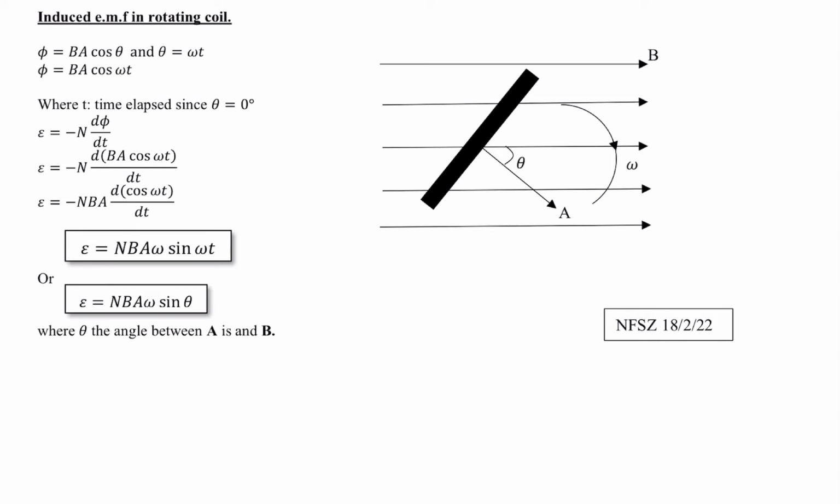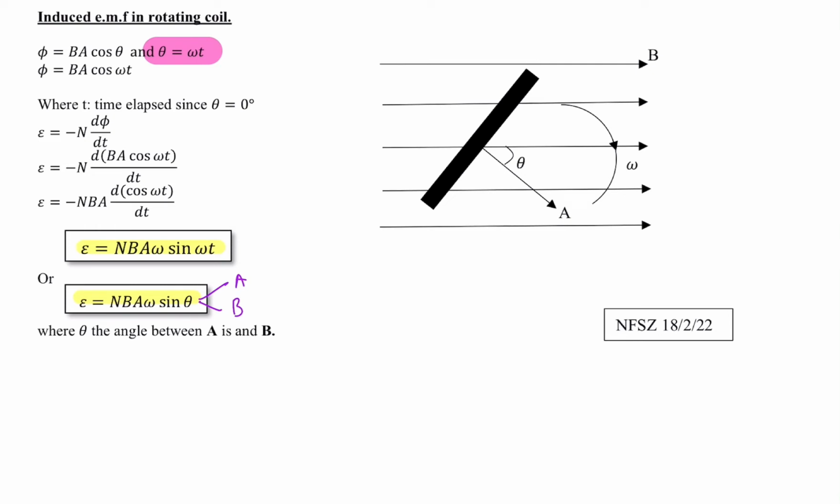So phi equals BA cos theta. We use this from chapter 8 last semester. So theta equals omega t, where t is the time elapsed since theta equals 0, meaning there's no angle between A and B. Because it keeps rotating, there are changes in the angle. So differentiate cos omega t. Because B and A are constant, the angle keeps changing. Therefore we get the equation induced EMF equals NBA omega sine omega t, or NBA omega sine theta, given that theta is the angle between A and B, right?